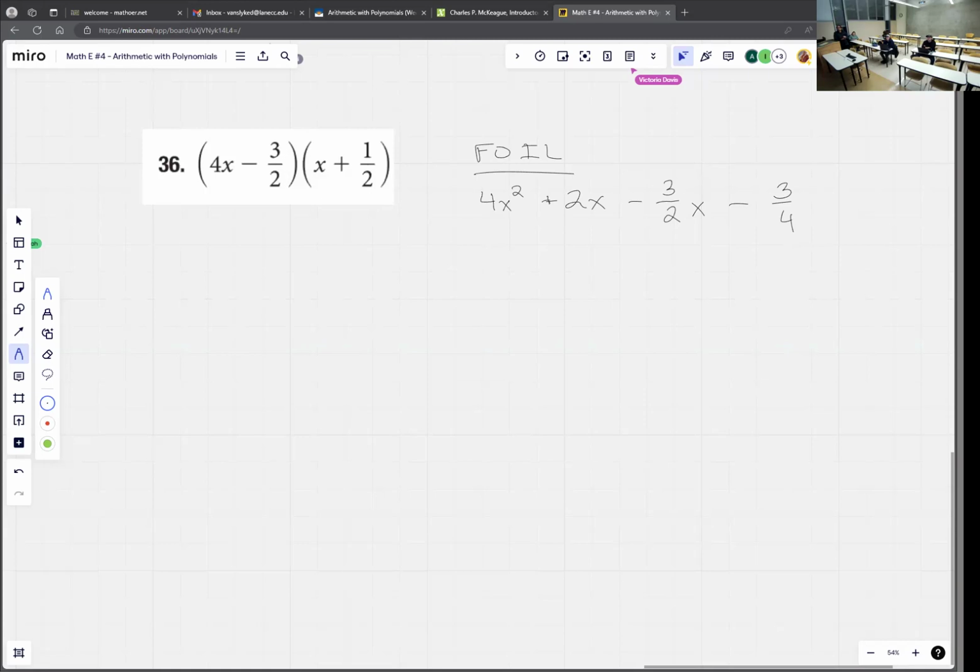The last thing to do is to combine these two terms. So we have 4x squared. So if I have $2 and I take away $1.50, what's left? 50 cents. Yeah, positive half of an x. Minus 3/4.